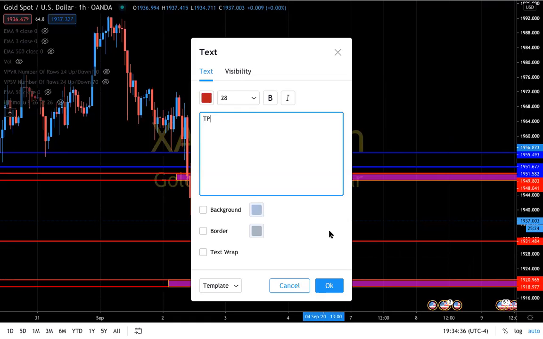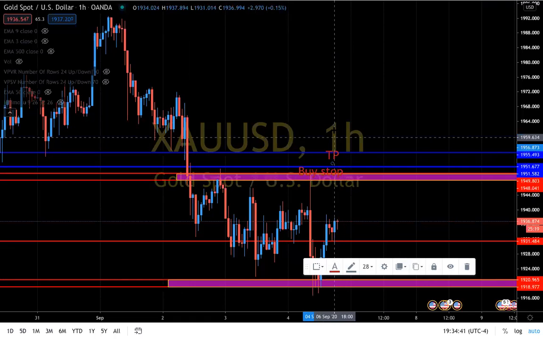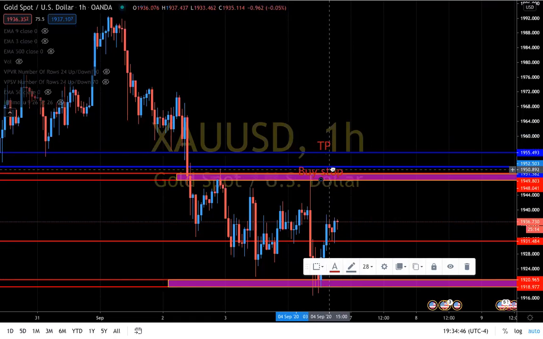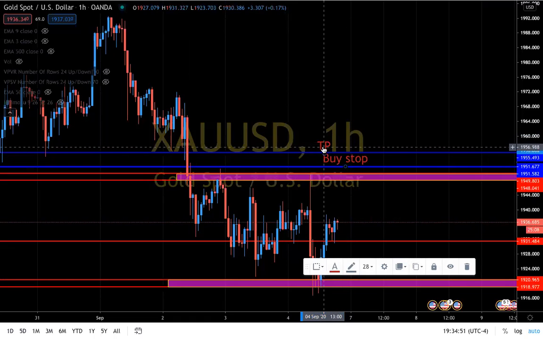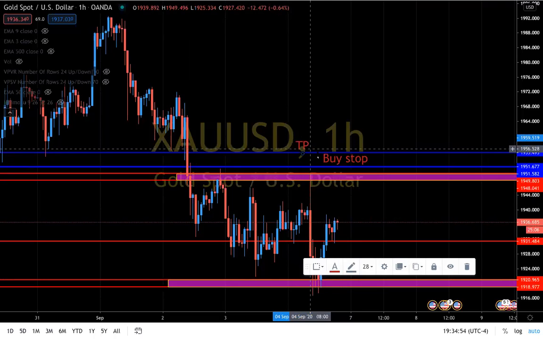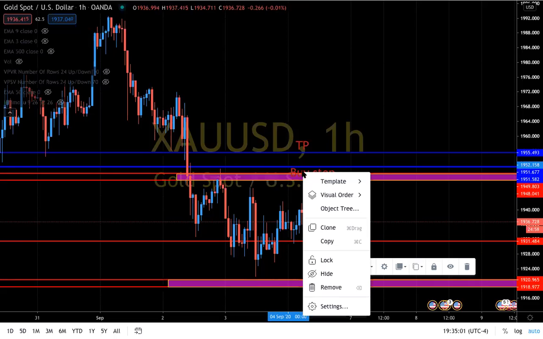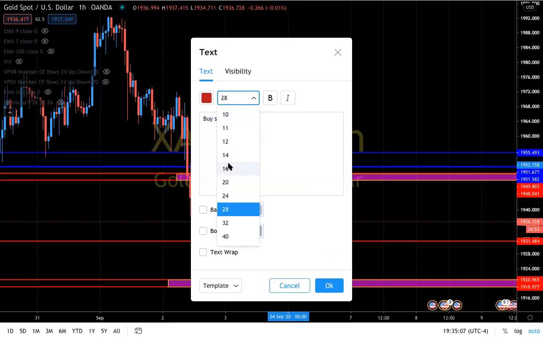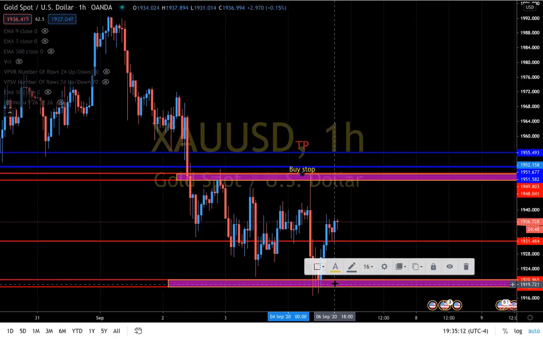TP. Buy stop entry right here. And in between there, let's put your buy stop right here. Make the font a little smaller. Let's make the font yellow. There we go.